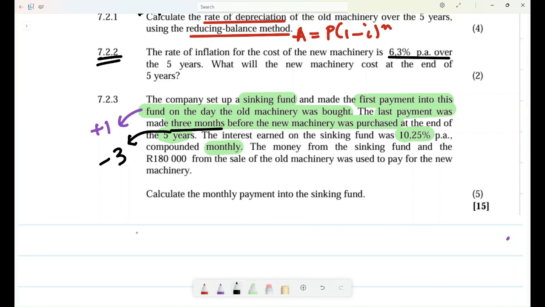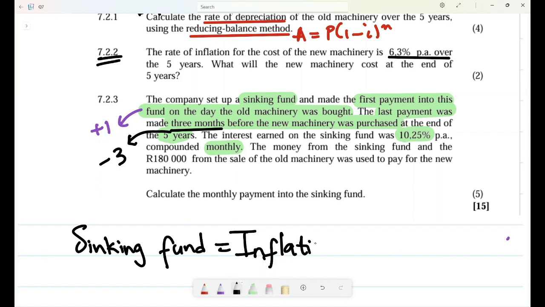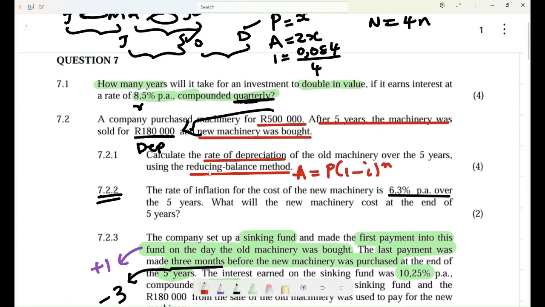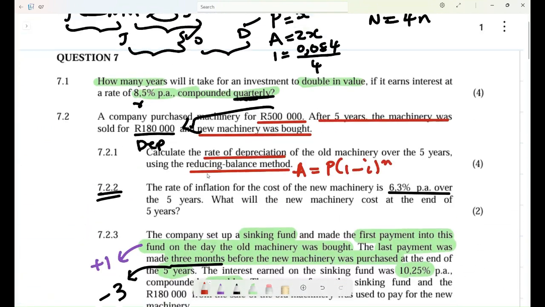Let's just find the sinking fund again. So we said the sinking fund is inflation subtract depreciation. This is our sinking fund. But now, what was our inflation? Our inflation was something like 600 and what? Oh my goodness!